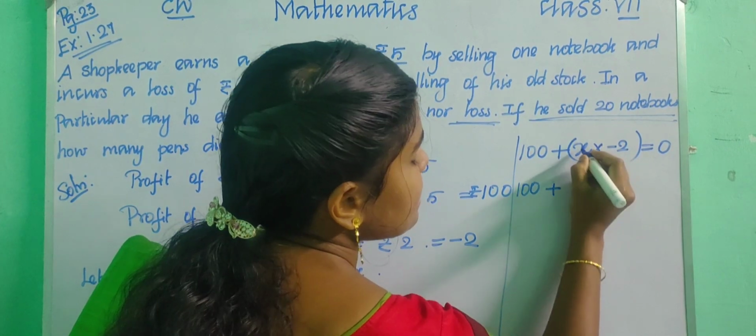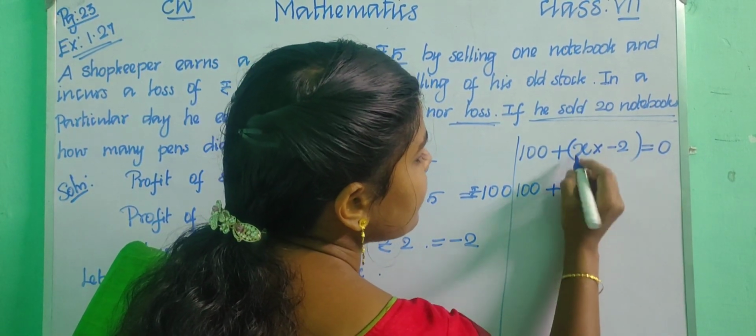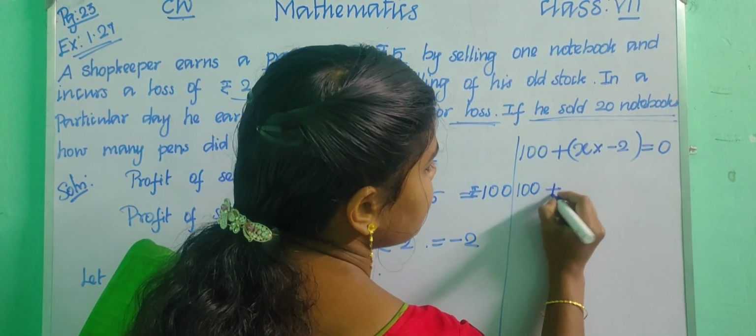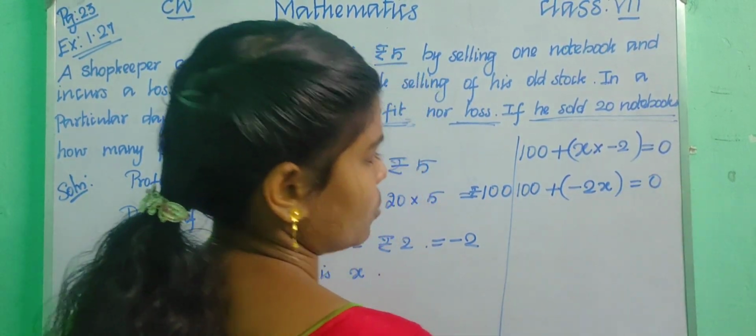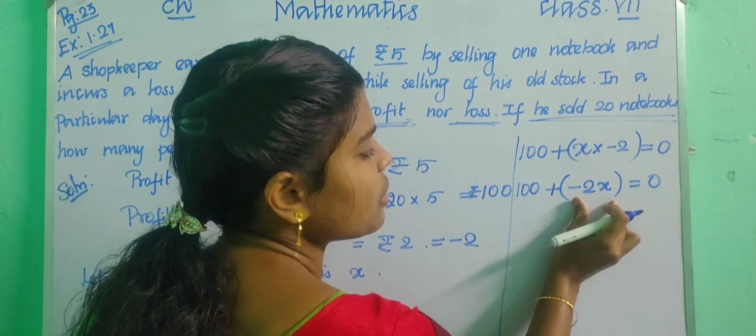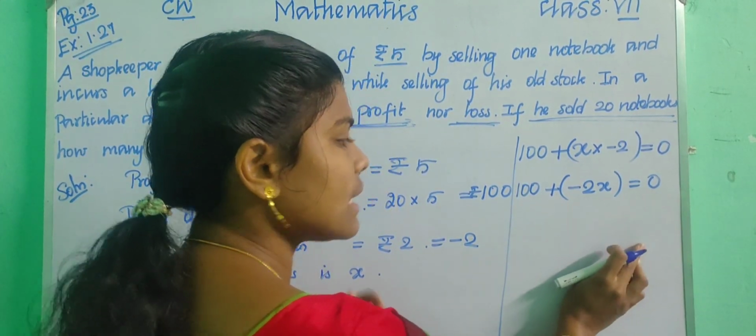So 100 plus x into minus 2, we can simply write minus 2x, equal to 0. Now just keep x terms on one side and the constants on the other side.